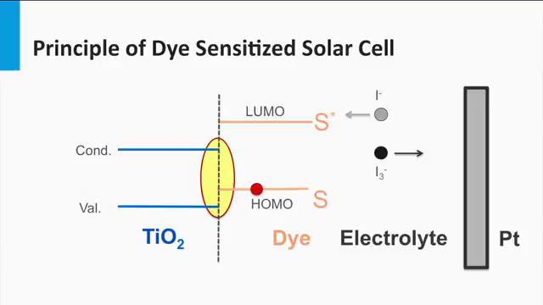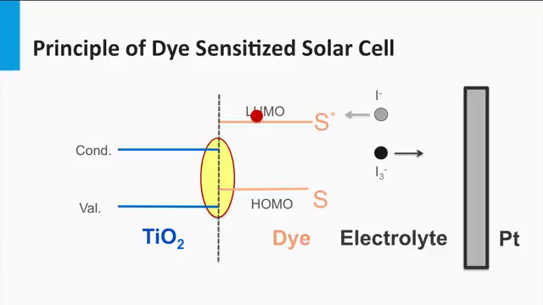The photoactive material is the so-called dye photosensitizer, ruthenium polypyridine. If a photon is absorbed by the ruthenium polypyridine, it can excite an electron from its ground state referred to as S to an excited state referred to as S star.